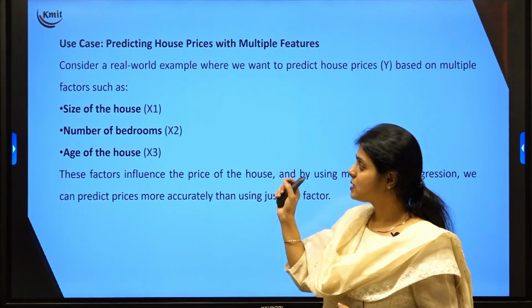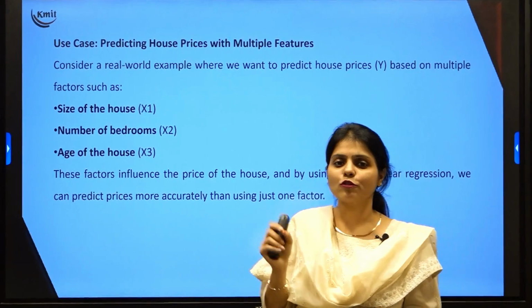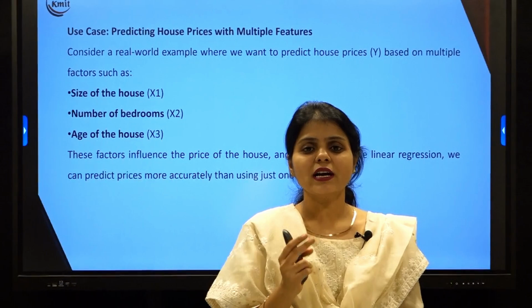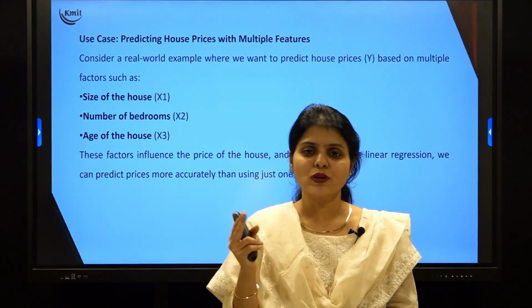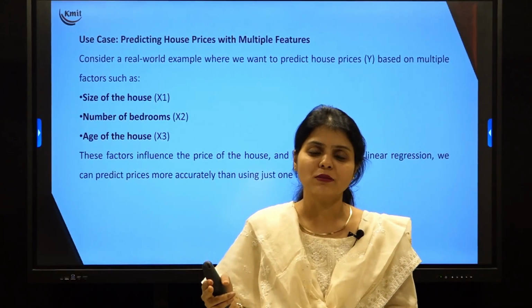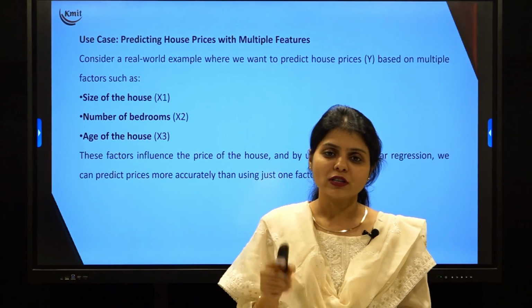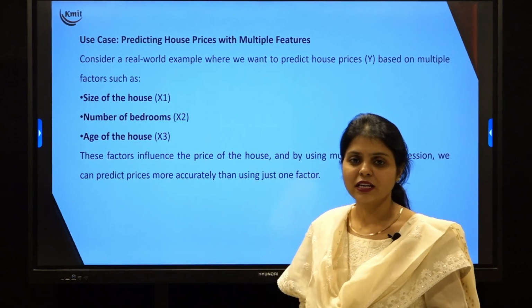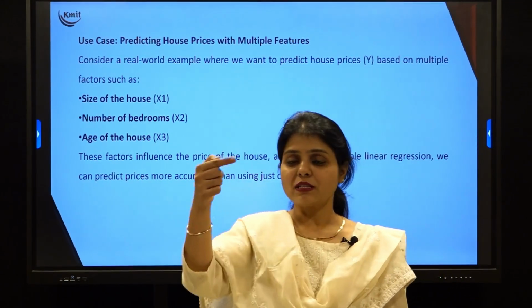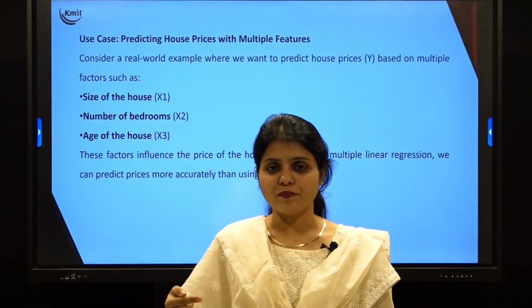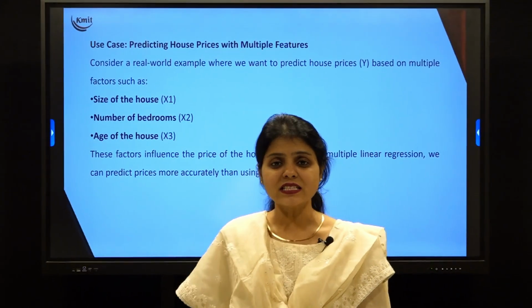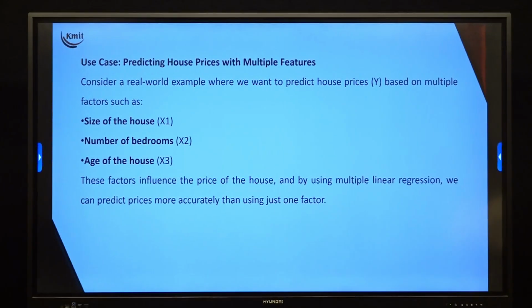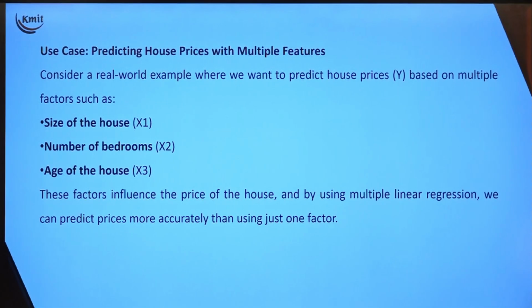So depending upon the size of the house, age of the house, and number of bedrooms, I want to predict the price of that particular house. Here I have three input features x1, x2 and x3. Based on the values of these input features, I will predict y. For cases where you have more input features, we go for multiple linear regression. Why regression here again? Because my output is a price variable which has continuous values. Okay. So these are the factors which influence the price of the house, for which we use multiple linear regression.